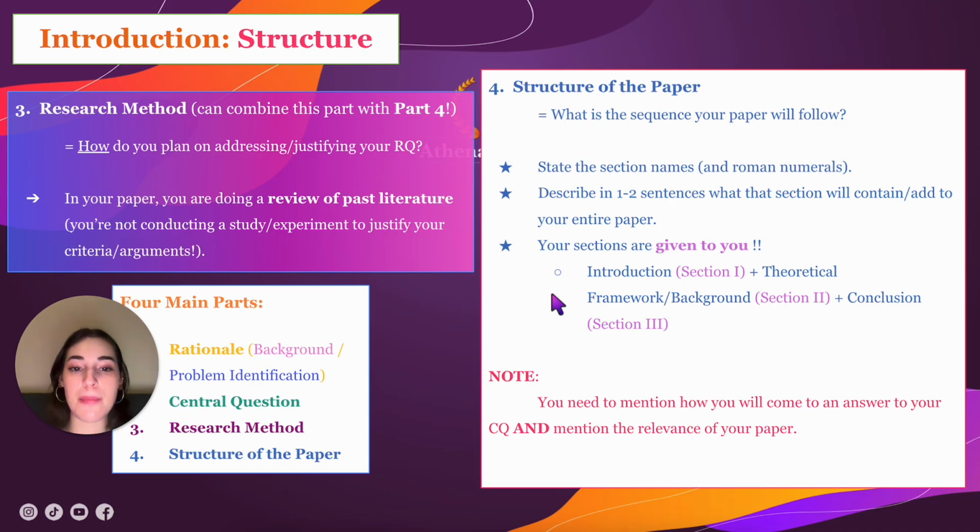So what is the sequence your paper will follow? That is something that is simply given to you in your course outline. So you want to have the introduction, theoretical framework/background, and then the conclusion section. I would recommend establishing in a sentence or two what each section will contain and how it contributes to answering and addressing your research question. It's important that you really drill this in, on how these sections, or the overall paper, will try to answer your research question. That's really the primary goal and the primary focus of your introduction.